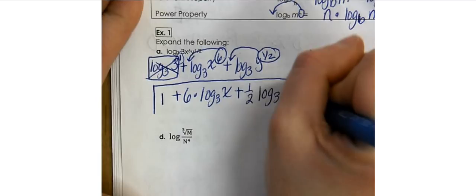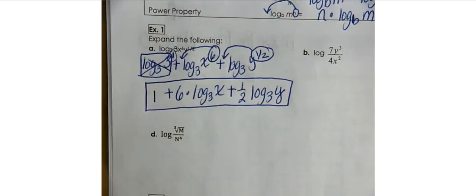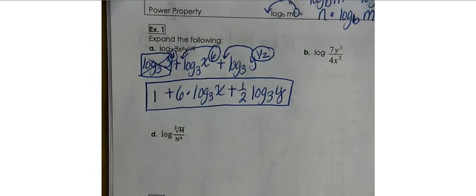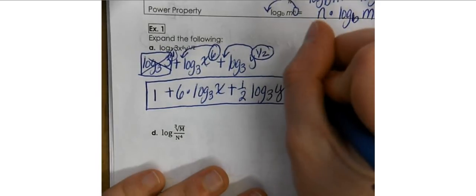So what I did is I separated using addition signs because I needed to separate based on what was given to me. And then I simplified each logarithm individually based on whatever the expression was. So now let's go ahead and look at letter B.